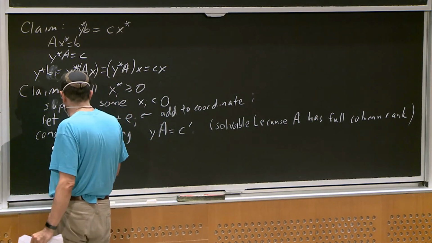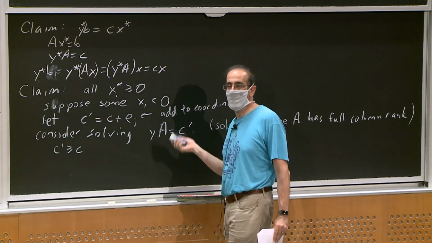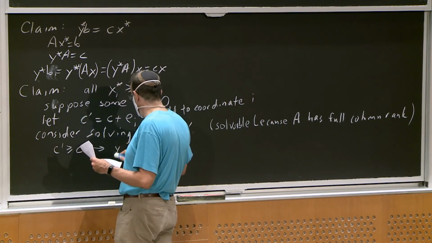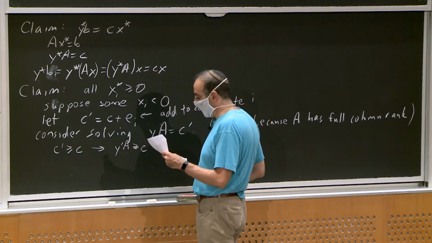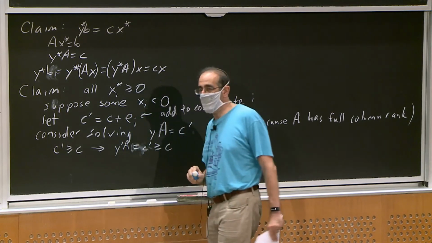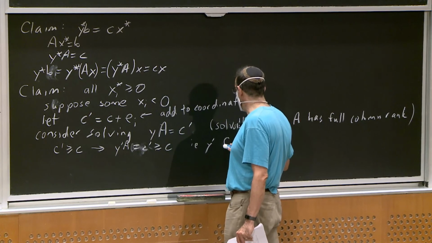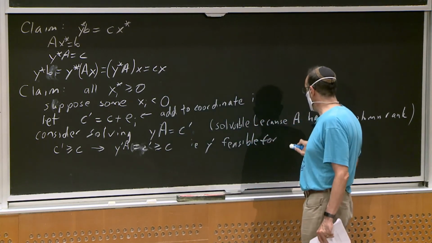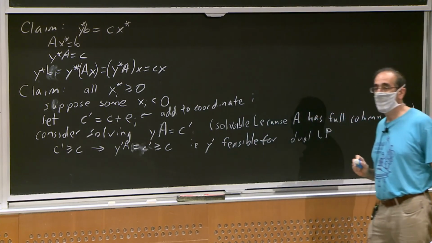Now we defined c prime to be bigger than c because we added 1 to the ith coordinate. That of course means that y prime times A, which is equal to c prime, is bigger than c. And what does that mean in words? It means that y prime is feasible for our dual LP. Yes?